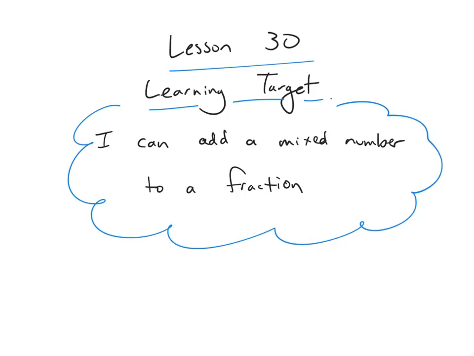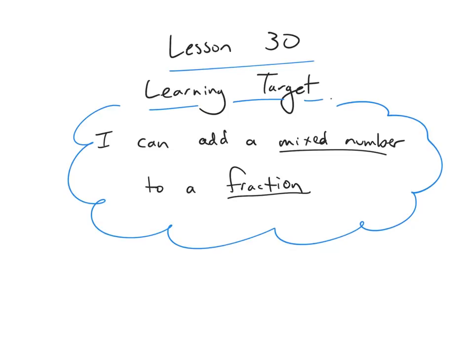This is a video lesson for Module 5, Lesson 30. The Lesson 30 learning target is: I can add a mixed number to a fraction. So we're going to be looking at a few different strategies that we can use to solve the types of problems with mixed numbers being added to fractions.